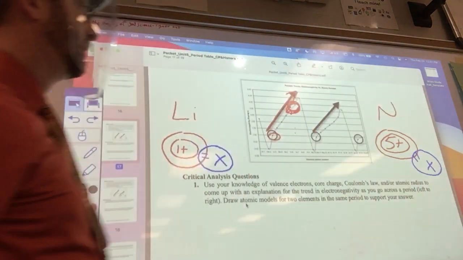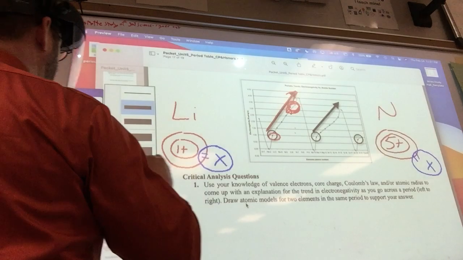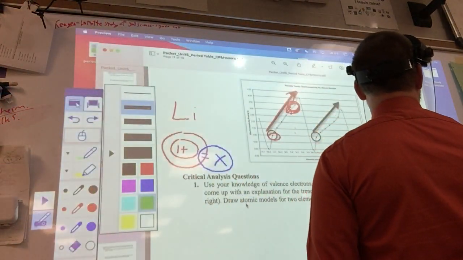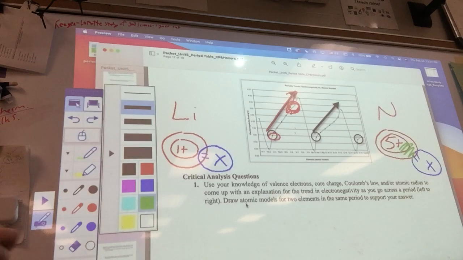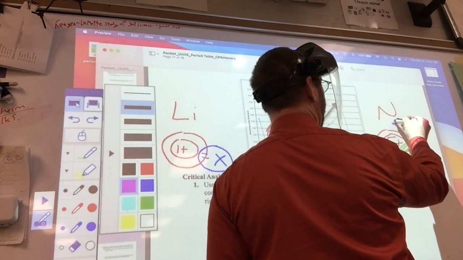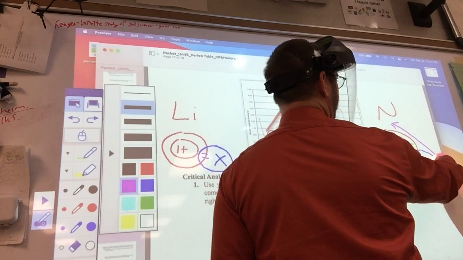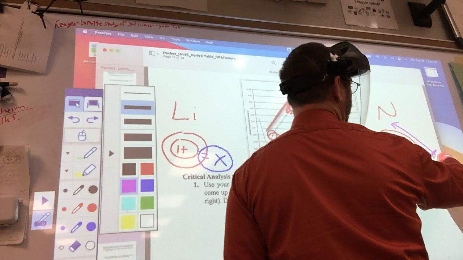And group 4, tell me why nitrogen pulls those electrons more. That's a plus 5. Coulomb's law says bigger charges, bigger attraction. So there's going to be a much bigger attraction between a plus 5 and those negatives. And that's going to cause that nitrogen to pull those electrons in this direction. That'll make this end of the molecule partially positive, so that's one way to show that.